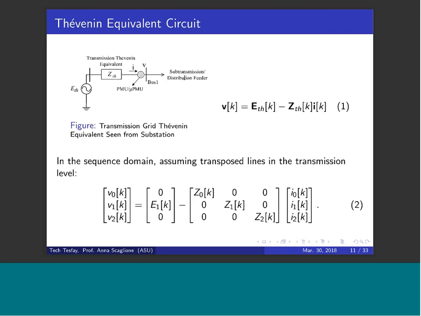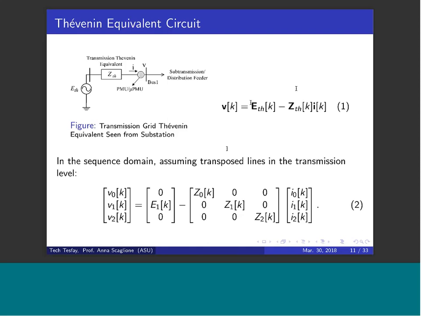So going forward to the Thevenin equivalent circuit of the transmission as seen from the feeder at the distribution level, we can represent the whole transmission by an equivalent Thevenin impedance and an equivalent Thevenin voltage. This equivalent circuit can be captured using this equation, where we have the voltage phasor and the current phasor measured at the bus at the feeder on the distribution side, and the Thevenin impedance and the Thevenin voltage are unknown.